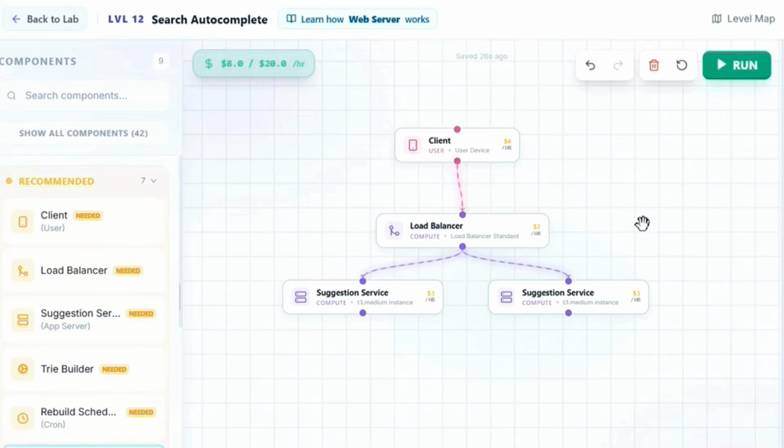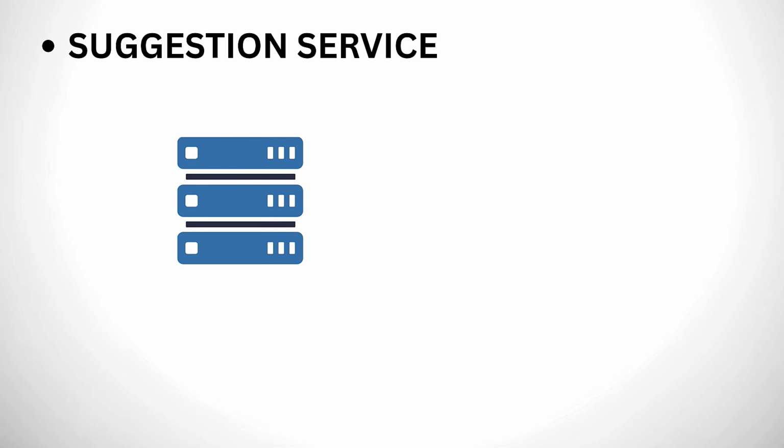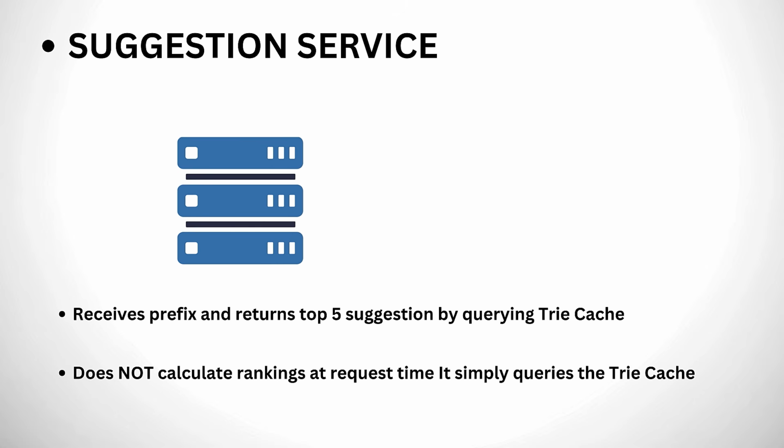Now, once the request is distributed, it reaches one of the suggestion service instances that we have right here. This suggestion service instance handles the actual autocomplete request. Its job is to receive the user's prefix and return the top 5 suggestions. For example, if the user enters app, the service needs to return something like Apple, Apple Music, Apple Store, Apple Watch, and application, let's say.